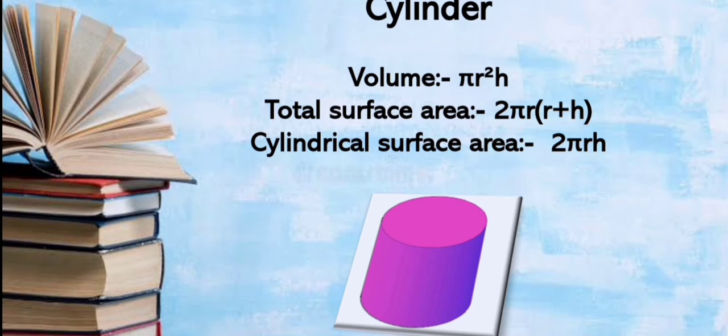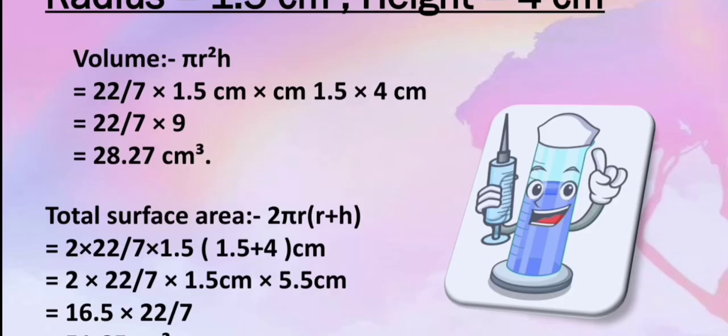So here we calculate the cylinder surface area. The volume of the cylinder is pi r square h, and the total surface area is 2 into pi into r into (r plus h). And the cylindrical surface area of the cylinder is 2 into pi into r into h. So now let's take an example.